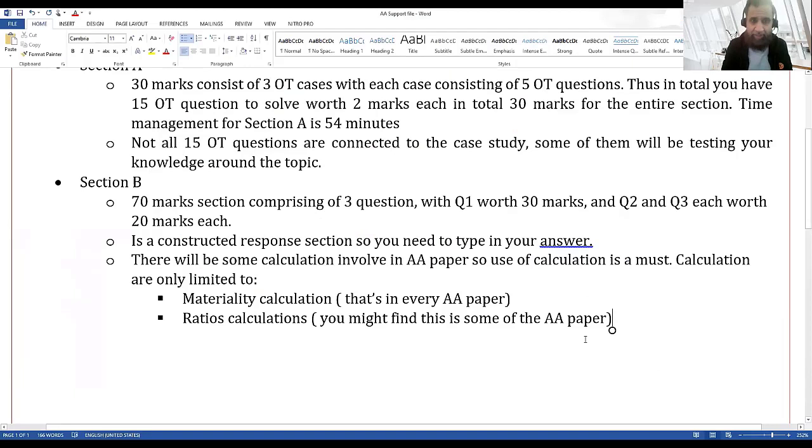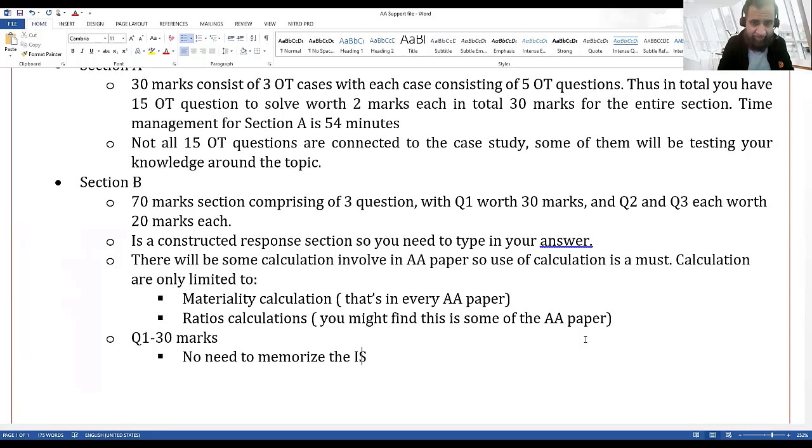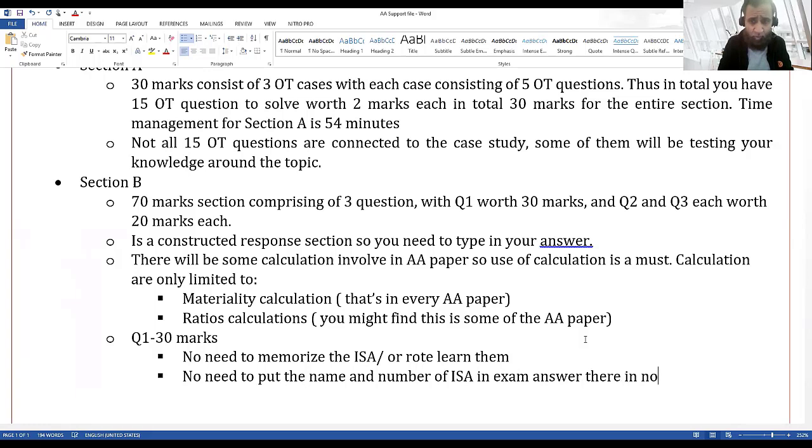Okay, now when you look at question number one particularly, which is worth 30 marks, what we got from it? Number one, no need to memorize the ISAs or rote learn them. Number two, no need to put the name and number of ISA in the exam answer. There is no credit for that. There is no marks available for it.